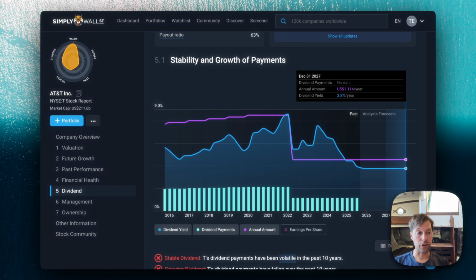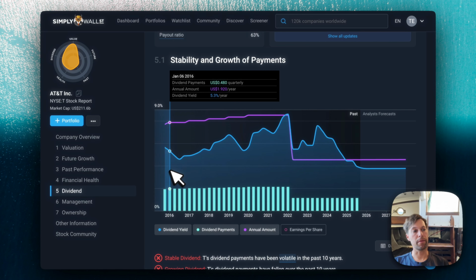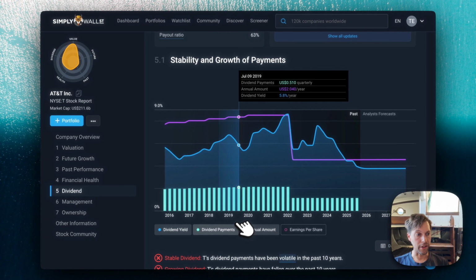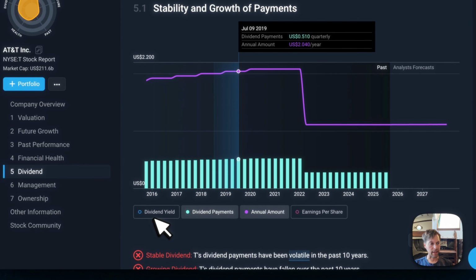And I'll show you in the portfolio later. That's a much better way of saying what the yield is, because the historical yield is not always representative of the future yield. And just pulling apart this chart a bit more, the line in purple is the annual amount. And so how does that relate to the dividend payment?